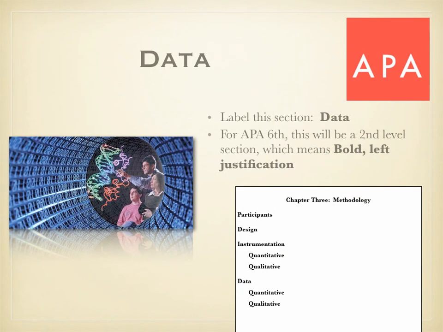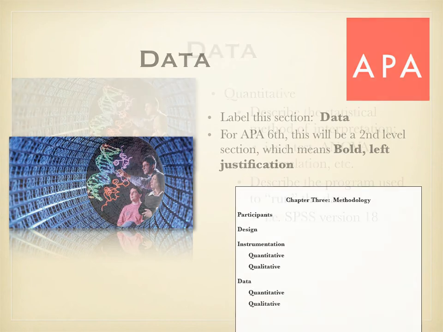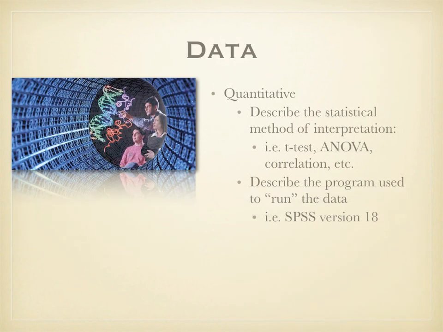The next section is the data section. And again, we're going to break it down by quantitative and qualitative sections. In the data section for quantitative, you're going to actually describe what the data will look like. So the information comes from the instrument, and then you're going to go ahead and from that create data. In the quantitative section, you're going to talk about whether or not you're going to run a t-test or an ANOVA or a correlation. And then you're going to tell us which program that you used to be able to describe that. We're going to use the SPSS program that came with your textbook and describe the version that you used.